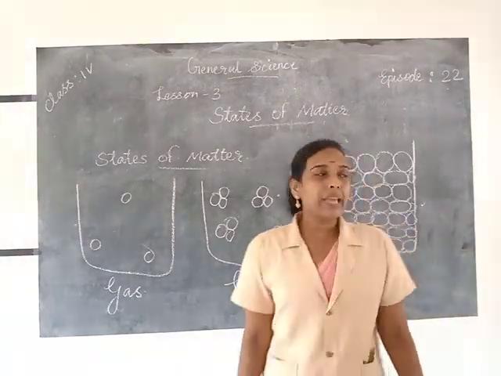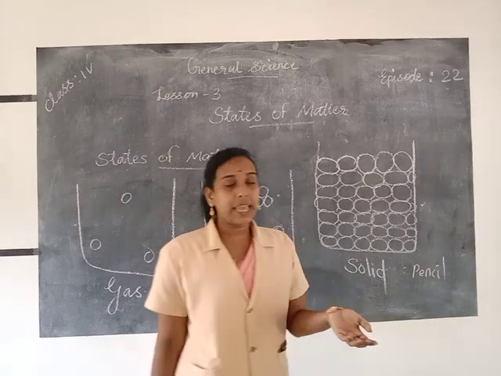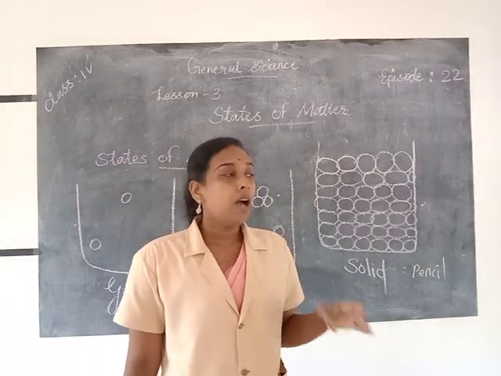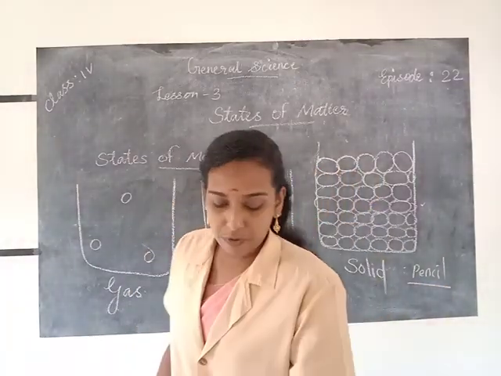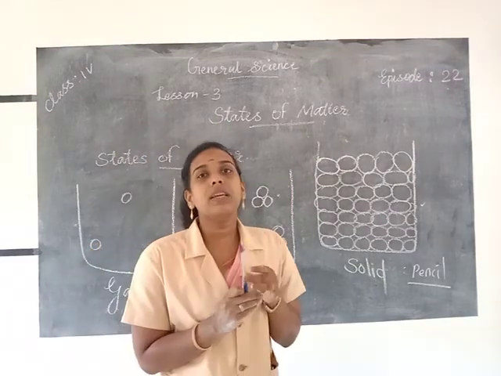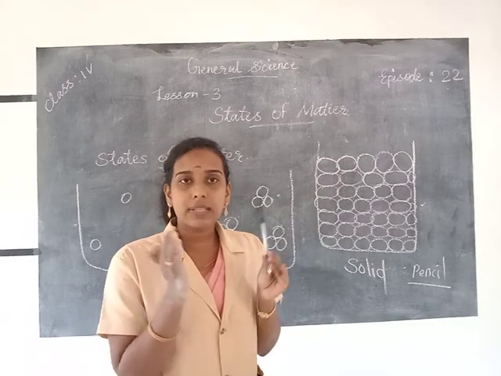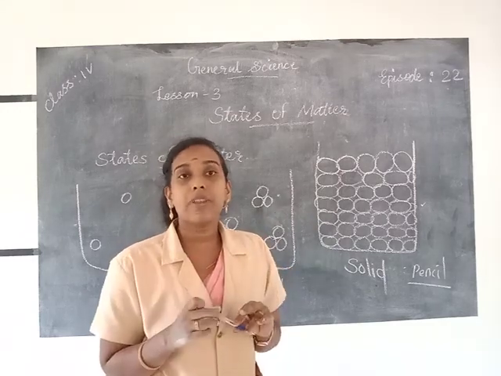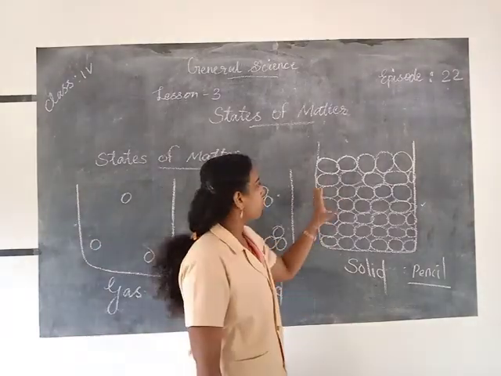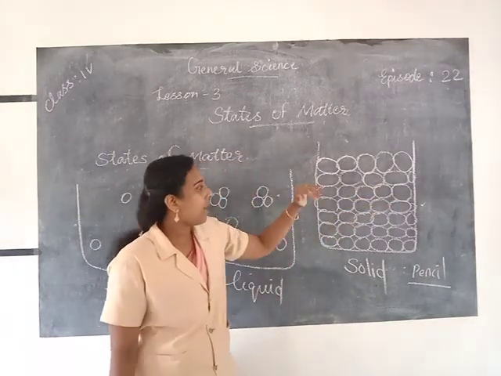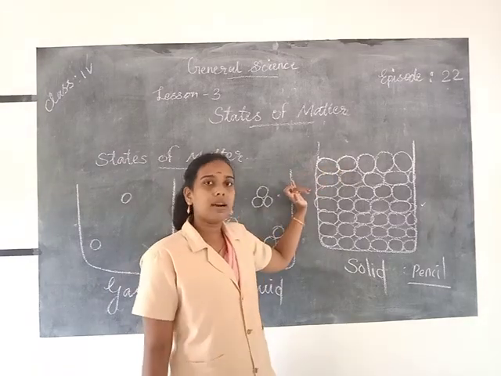For example, a pencil is an example of solid state. Pencil, your pen, table, chair, these are solid states of matter because they have definite shape. A pencil has a definite shape, and a pen has a definite shape. Because the molecules are closely packed, they have definite shape and definite volume, and the attractive force is higher.